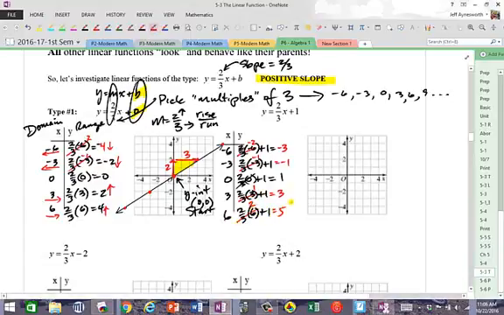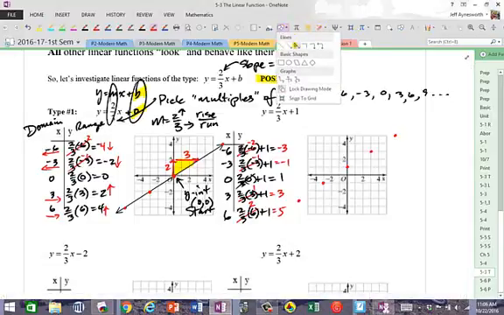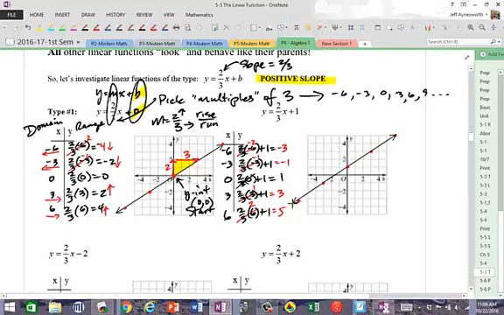So when we plot these, you go left 6, down 3, right about here. Left 3, down 1. Zero comma 1. 3 comma 3. And then 6 comma 5 way up here. And notice they all line up on a straight line again. Okay, why? Because these are linear functions, right? And they always line up in a straight line. Because the slope is constant.